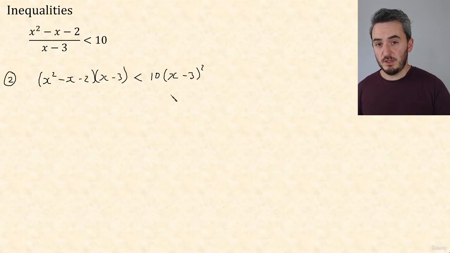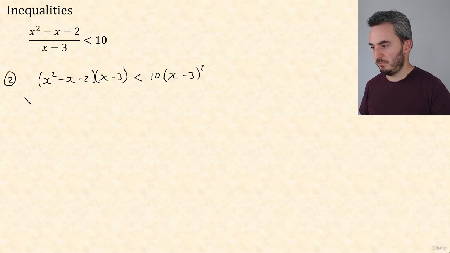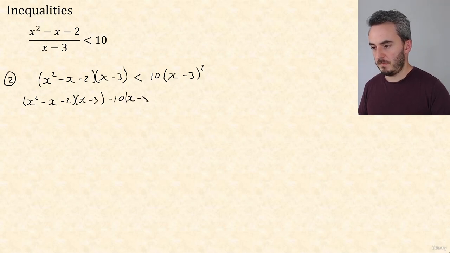Now what we've got here is a cubic inequality, which is not something that you may have seen before, but actually it's going to be no problem to solve. Let's get everything over to one side and factorize out an x minus 3. So let's not rush this, we'll do it one step at a time. Everything over onto one side. And now let's factorize out an x minus 3.